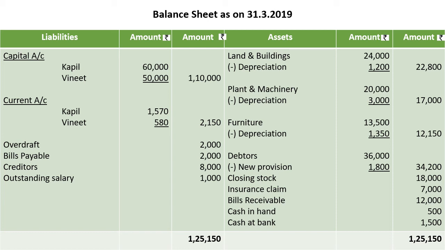Next, closing stock 18,000, then insurance claim we have to write here 7,000, then bills receivable 12,000, cash in hand 500, next cash at bank 1,500. So after posting everything we have to tally the balance sheet and it must tally. So 1,25,150 is the balance sheet total. So in this way we have to prepare final accounts for partnership. Actually children, it will not come anywhere in the question. So don't worry, just for understanding purpose I taught you one problem.